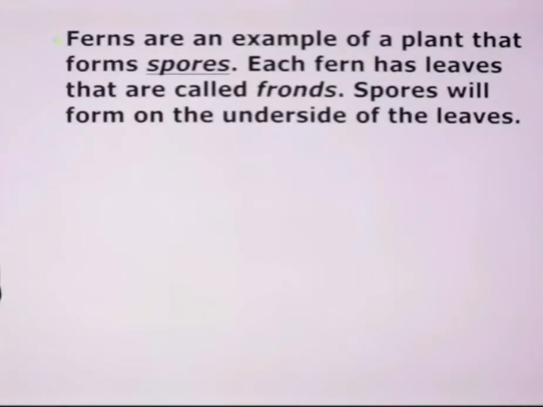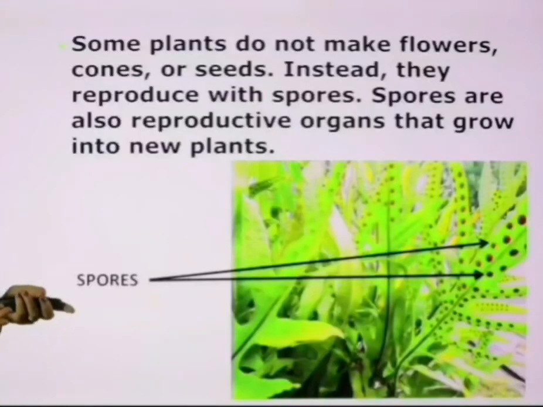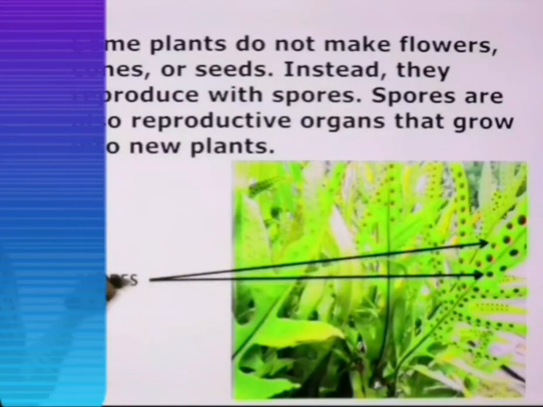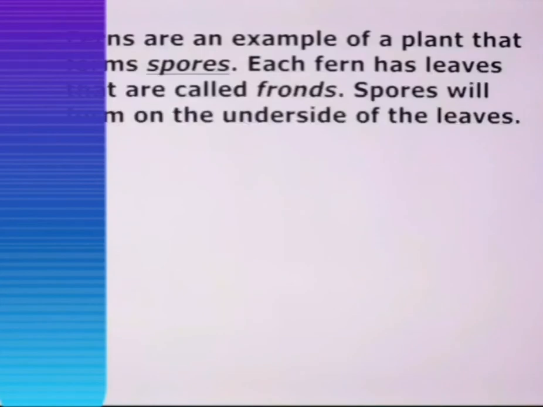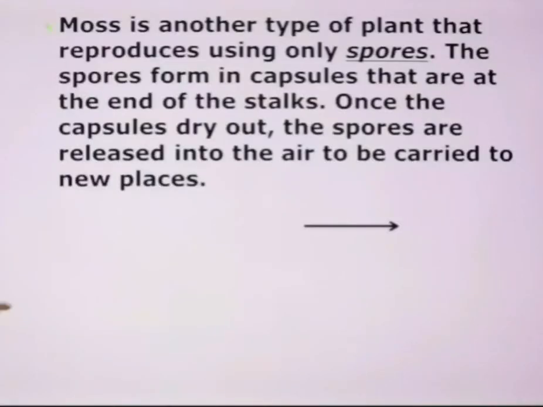Spores will form on the underside of the leaves. You can see here that these spores are not up on the top of the leaves. No, they are underneath the leaf. This is a fern plant. I'm sure that you've seen it somewhere. Maybe some of you have these fern plants at home.